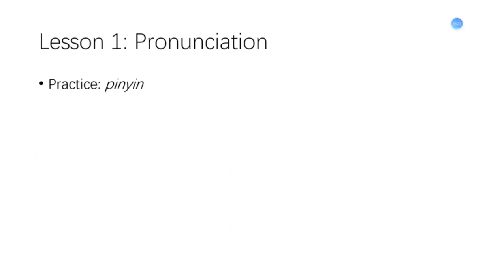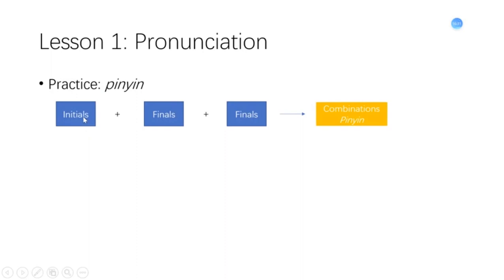And now let's do some practice of Pinyin. So we know Pinyin is initials, finals, sorry, there's a mistake. Tones. There's a typo. So initials, finals, and tones make a Pinyin combination. Initials plus finals plus tones. They combine together to make a combination, which is a Pinyin syllable, right?